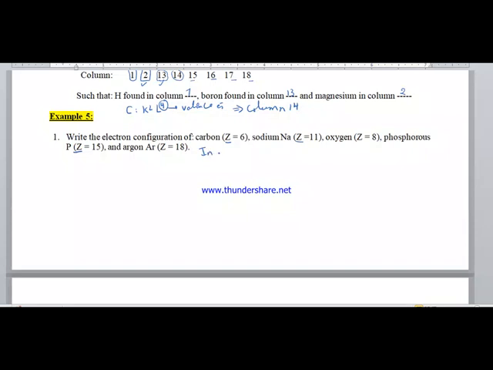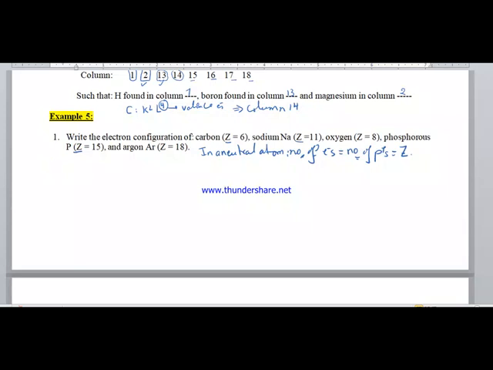We start by writing, in a neutral atom. I always start with this: in a neutral atom, the number of electrons equals the number of protons, which equals Z.